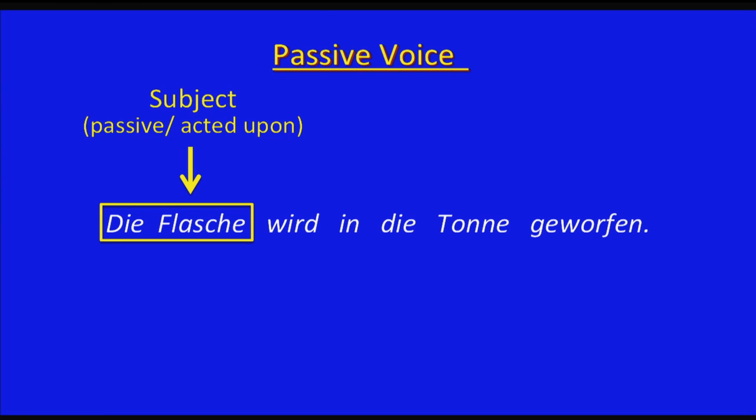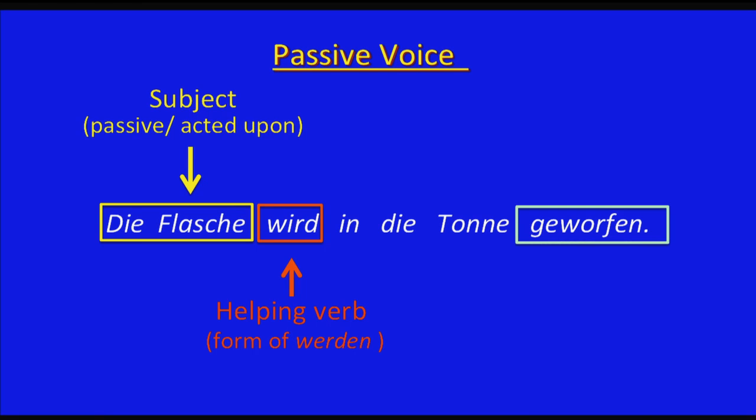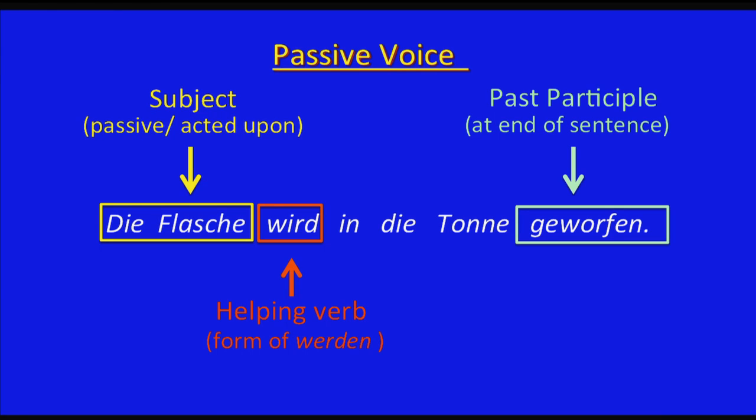Right. Very good. In other words, it's being acted upon, so it is not, just like you just said, the agent. And then the second component we want to look at a little closer, we just talked about it, is the helping verb, and it is a form of werden. And the last part, we talked about that too. That is known as? The past participle. Past participle, and it's always? At the end of the sentence. Ausgezeichnet.